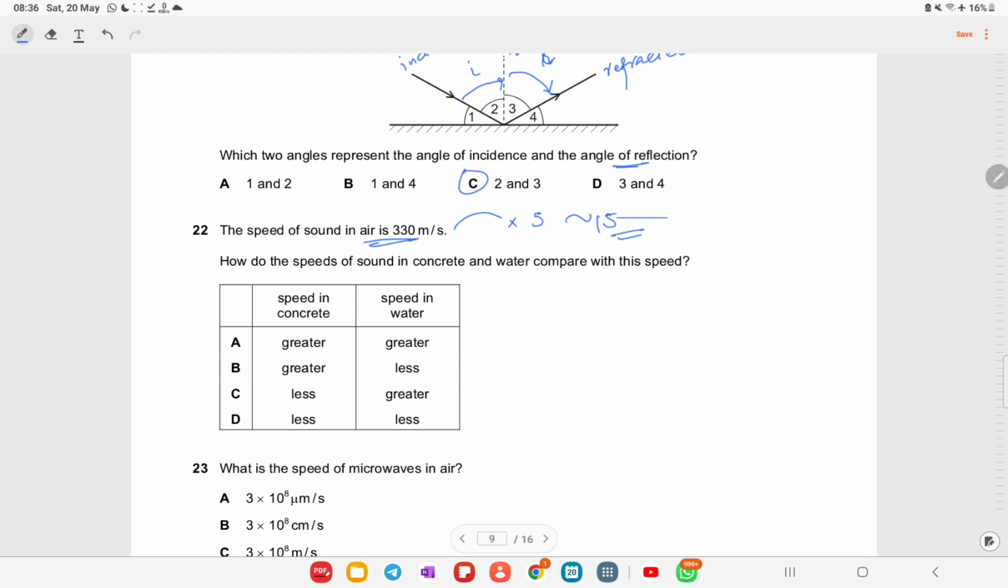So 1500 meters per second is the speed of sound in liquid, and when you multiply this by 15, it's approximately 5000 meters per second. That is the speed of sound in solid. So the speed of sound in concrete is going to be greater, and the speed in water is greater. Obviously, the speed of sound will be greater in both cases.